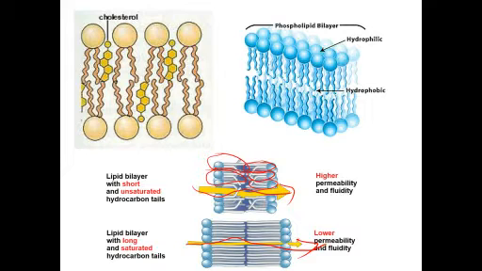These fatty acid tails are like layers. They can be stacked one on top of another. So the fluidity is lower too, because everything's more highly compact. It's less fluid.